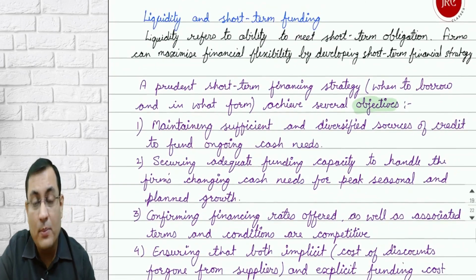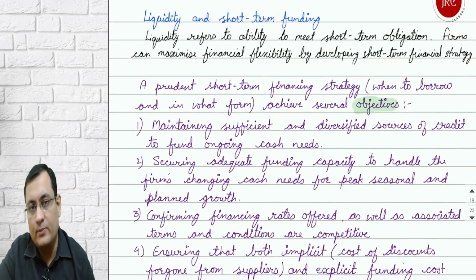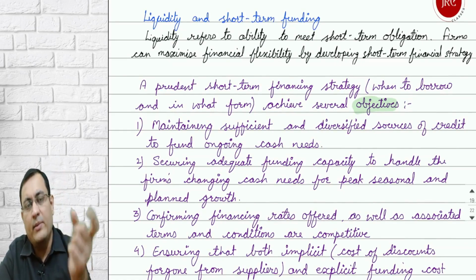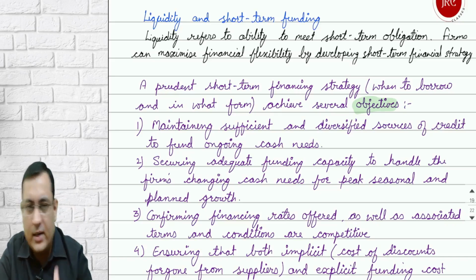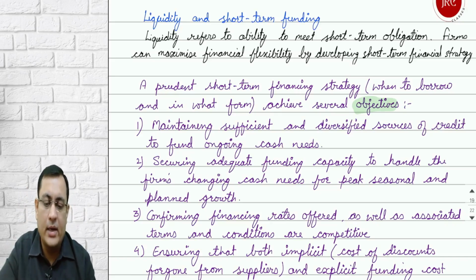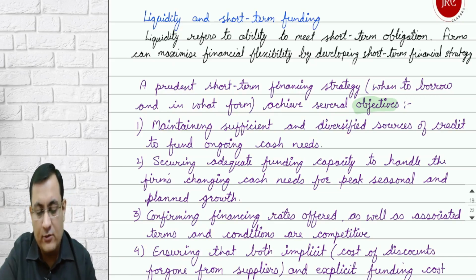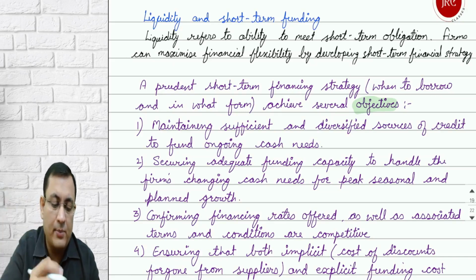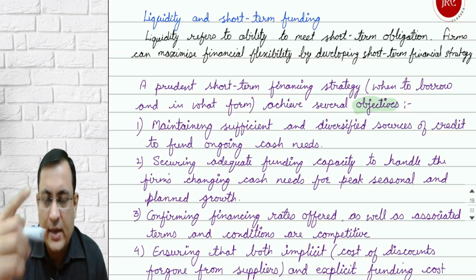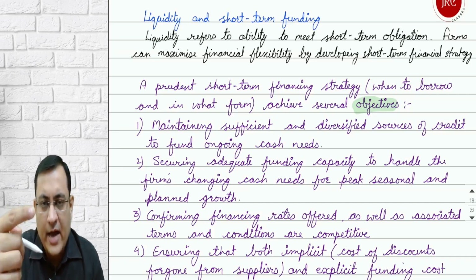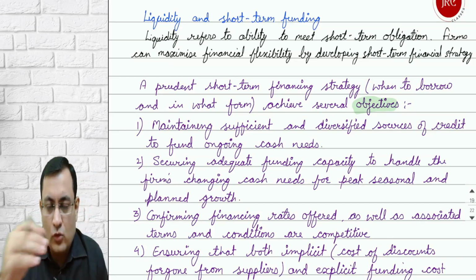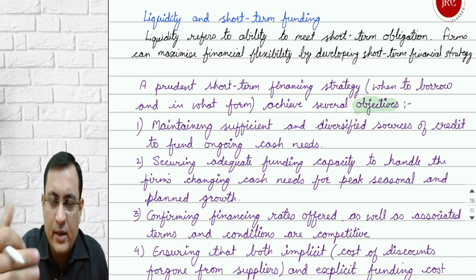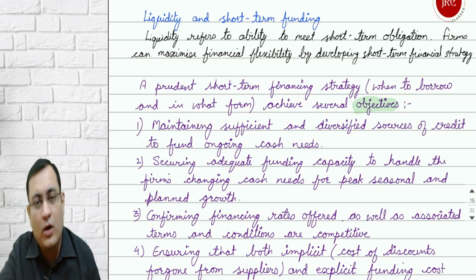Next and the last topic is liquidity and short-term financing. Now when I say liquidity, it means the ability to pay your short-term obligations through cash or using short-term marketable securities. What objectives does the company want to achieve? What type of strategy? This is a prudent short-term financing strategy, that is the availability of your finance, your cash, when to borrow and in what form, to achieve several objectives. So how to create that liquidity: either by holding cash or going for short-term debt.